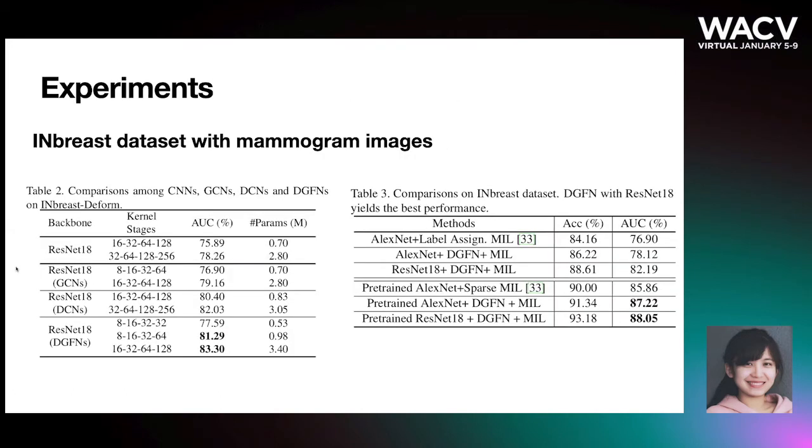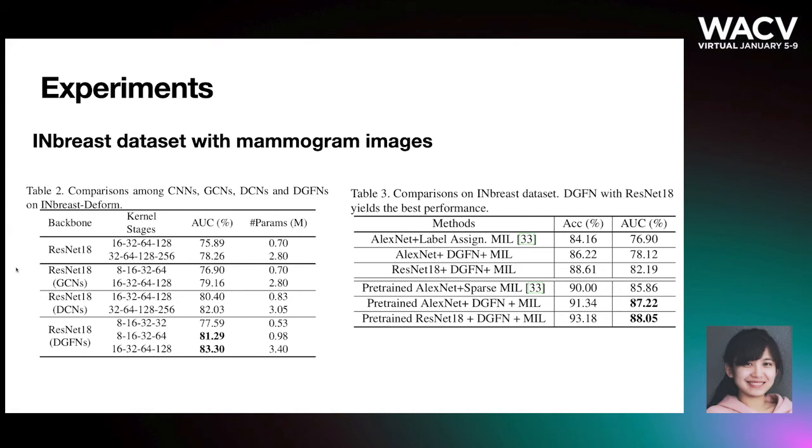We first experiment on the INbreast dataset. The INbreast dataset is a dataset of mammogram images from women with both breasts or from mastectomy patients. To validate the network's robustness to deformation, we generate a deformable version of the dataset called INbreast-deform by sampling 50 images with random scale and rotation for each test sample of the INbreast dataset.